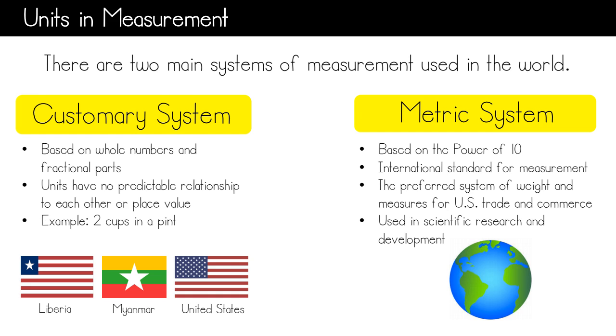Customary is based on whole numbers and fractional parts. This is actually the system of measurement that we use in the United States. This is very familiar to us. Units have no predictable relationship to each other or place value. So if you think about it, 2 cups equals a pint, or in a pint. Where did that come from?